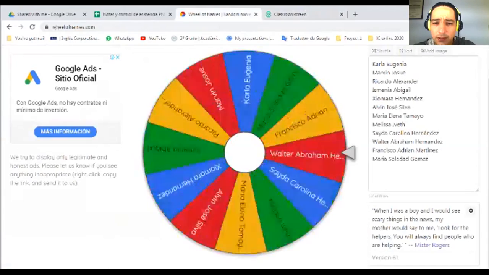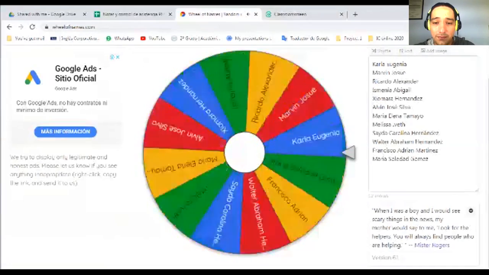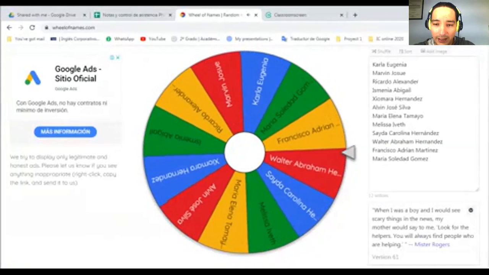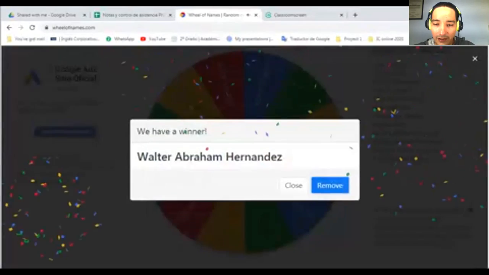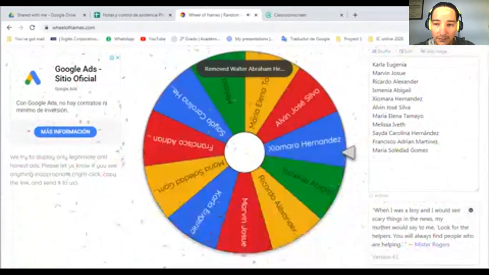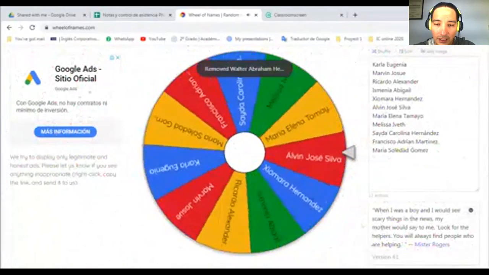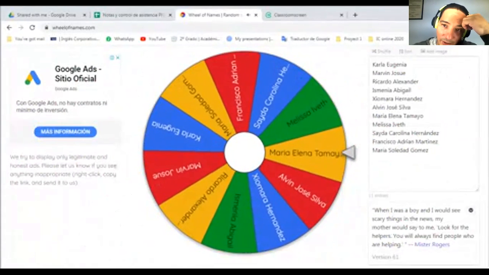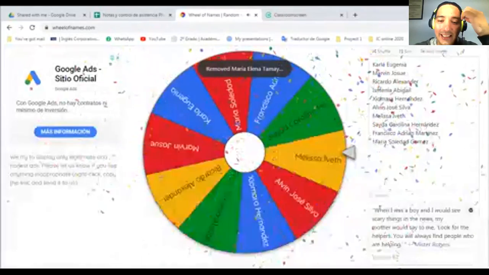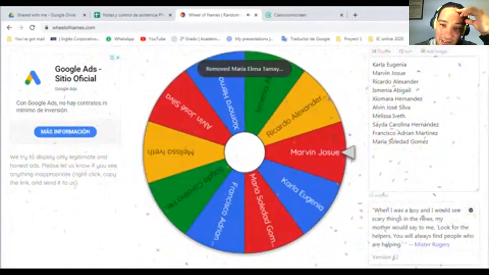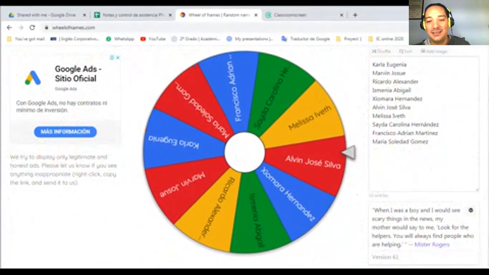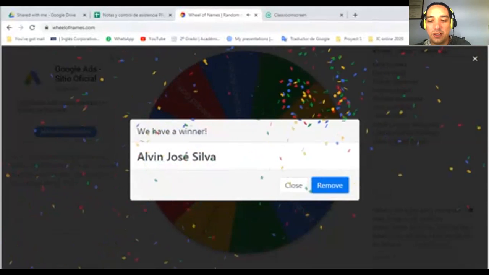Let me see who is going to help us with this. Walter is gone. Hopefully he's not here. Is he here? No, he's not here, right? Should have removed him before. And we have Maria Elena Tamayo, who's not here too. God, I'm sorry. Okay, let's see Alvin. I know that Alvin wanted to talk.